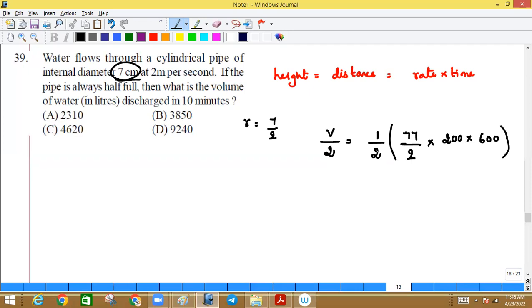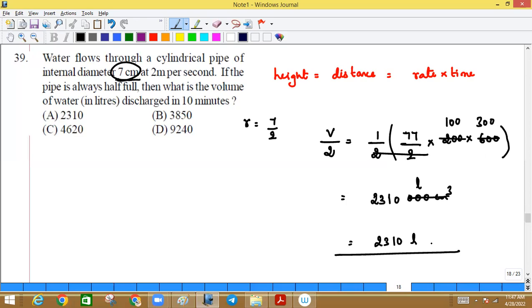Cancel them. This is 100. This is 300. 77 3s are 231. Therefore, 231 with 4 zeros. This is in centimeter cube. We know 1000 centimeter cube means 1 liter. So what is the volume of the water discharged? How many liters? 2310.